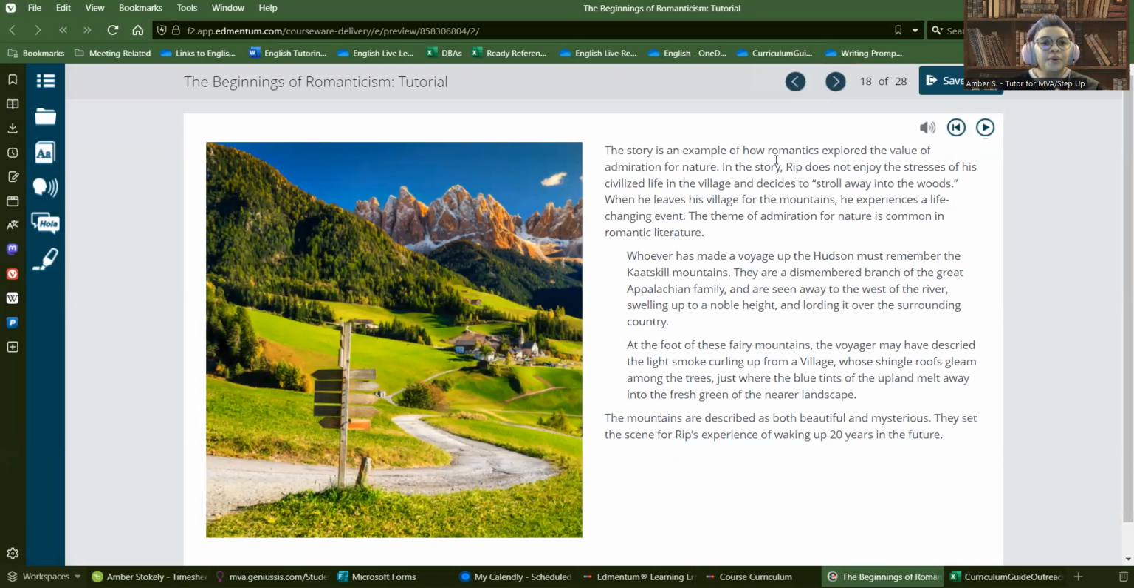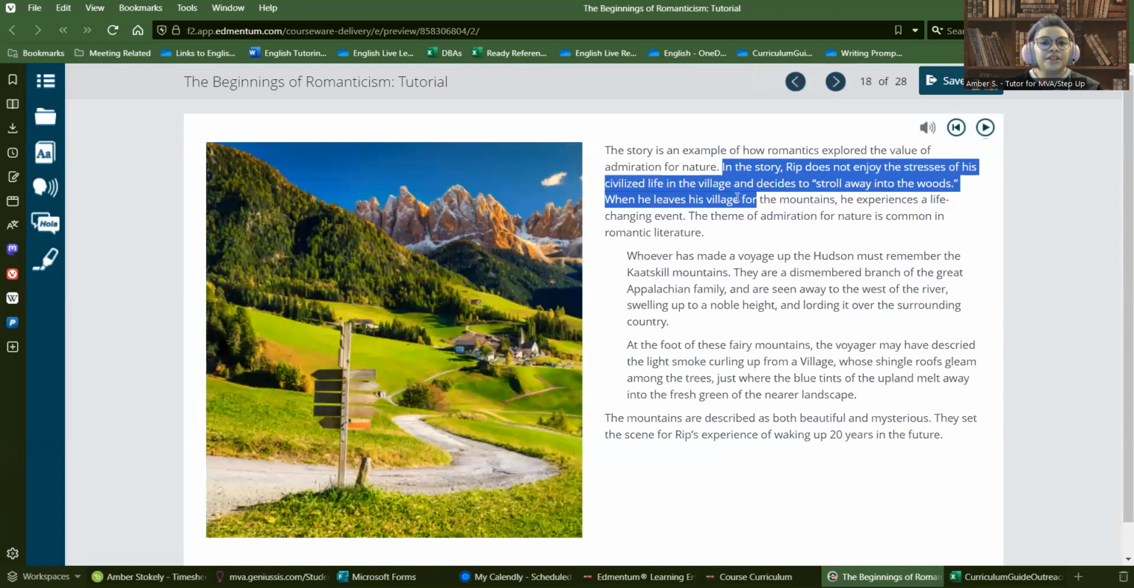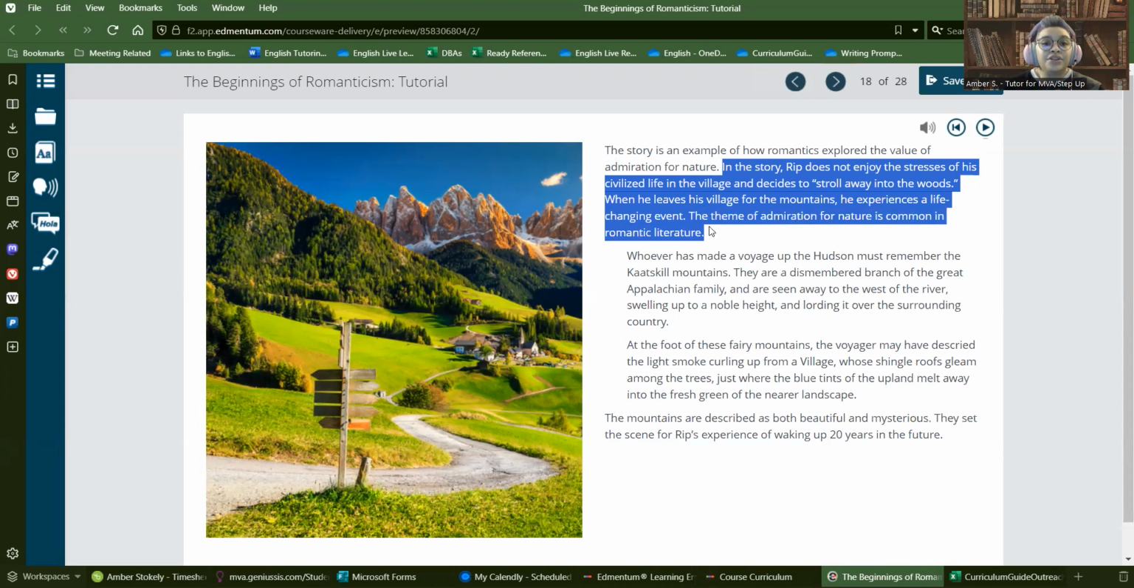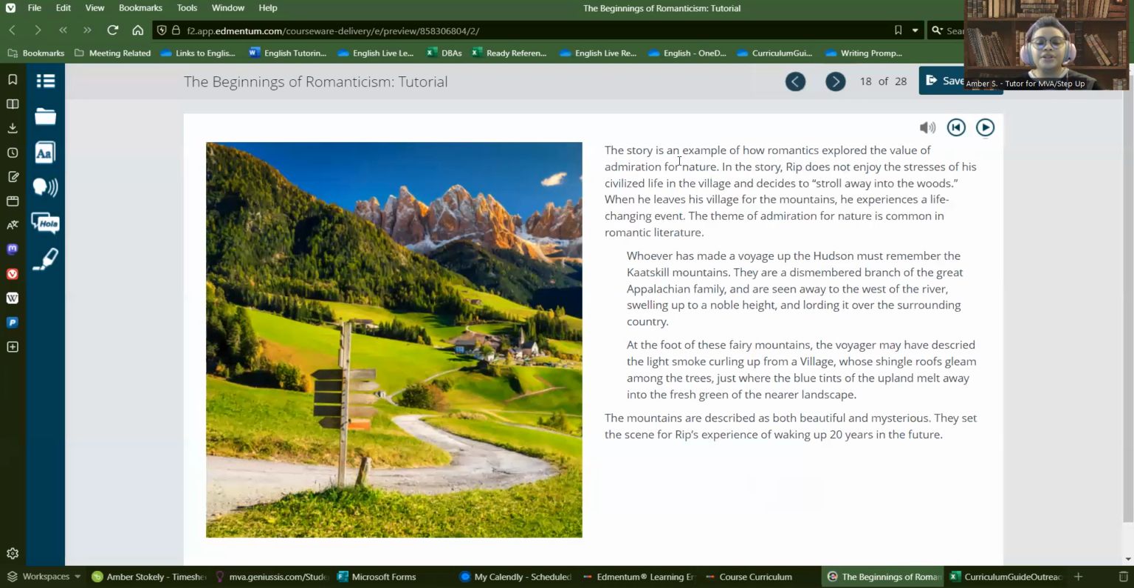It says here Rip does not enjoy the stresses of his life in the village and decides to stroll away into the woods. He experiences a life changing event when he leaves to go to the mountains. And there's a lot of theme of nature in romantic literature and in this story. We get lots of forest descriptions, hill descriptions, mountain descriptions, sky descriptions. There's a lot in this story to that. And this is part of what makes it a romantic story.